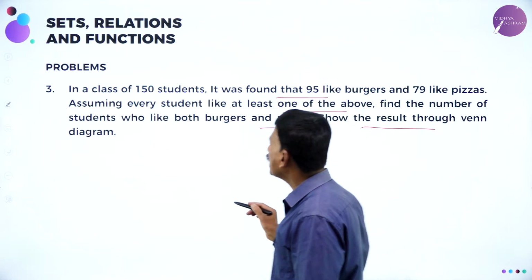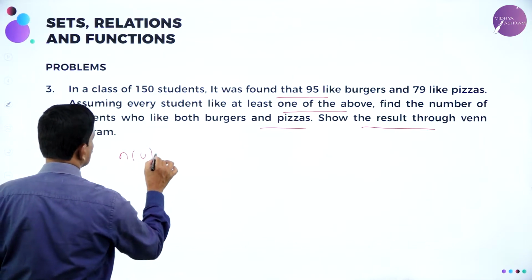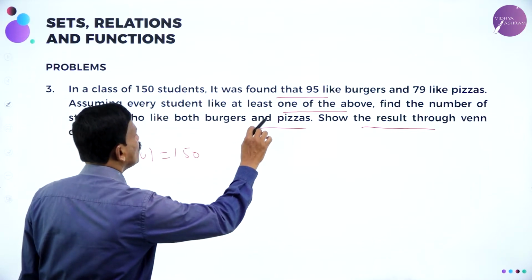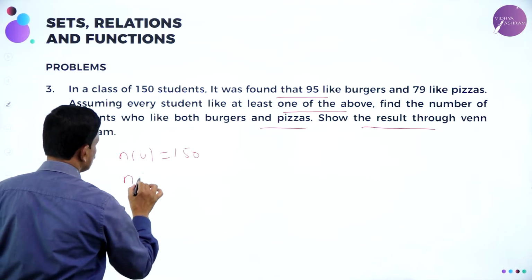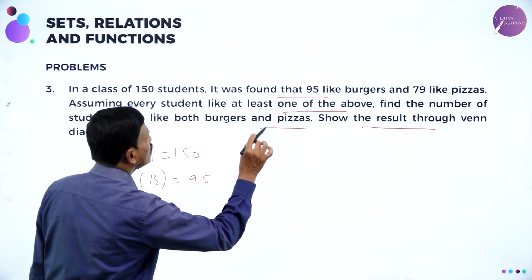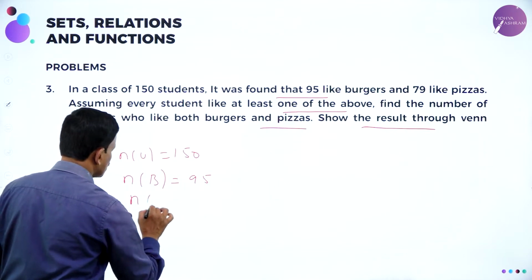That's it. In a class, how many students are there? So in a class, n of U is equal to 150. So it was found that 95 like burgers. Number of students who like burger, let us represent as B, is 95. And 79 like pizza. Let us represent pizza as P.